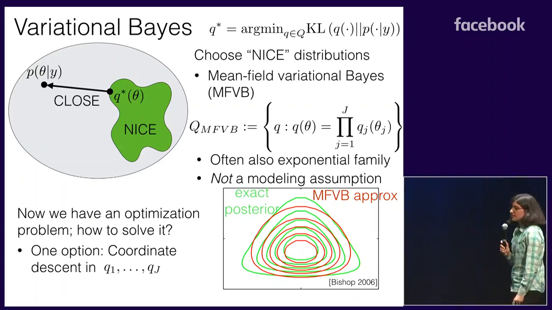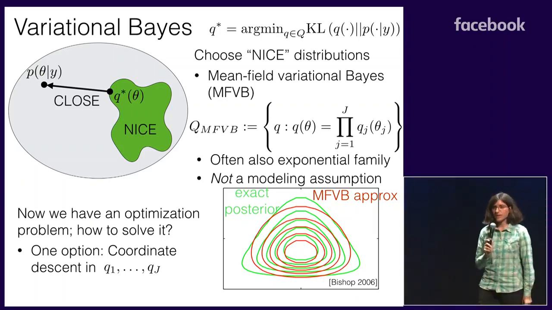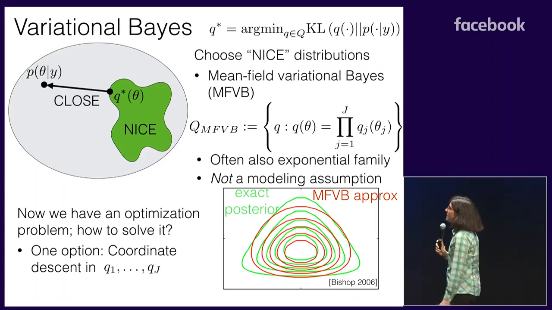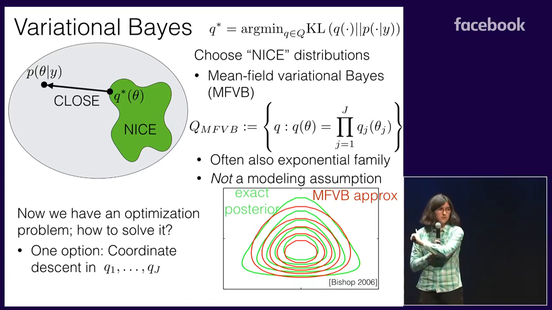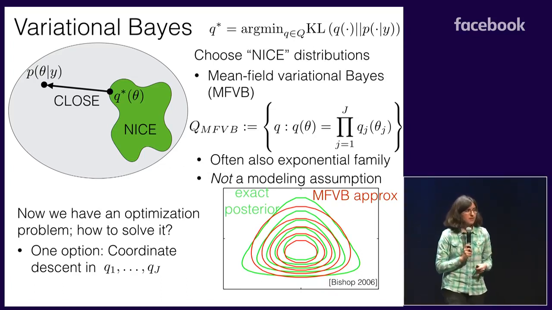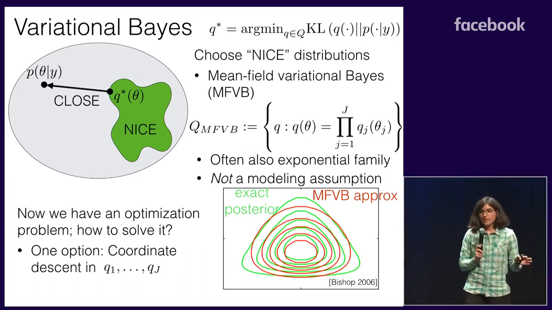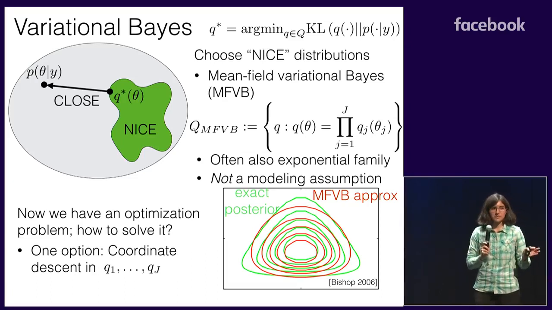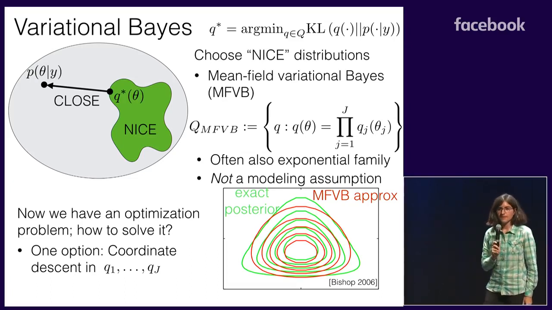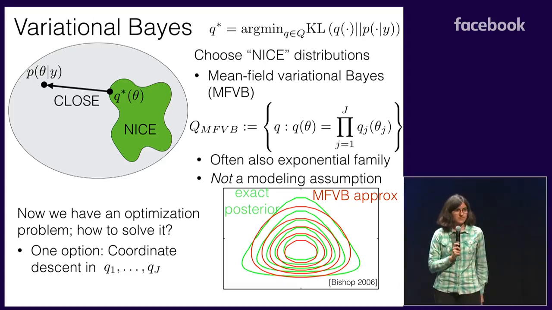One way that you could do this, a very classic way, but certainly not the best way on its own, is coordinate descent. You can just go through each one of the queues in turn and optimize the queues. Again, this isn't the best thing that you could do. It's just an option. There are many options. It's an optimization problem.